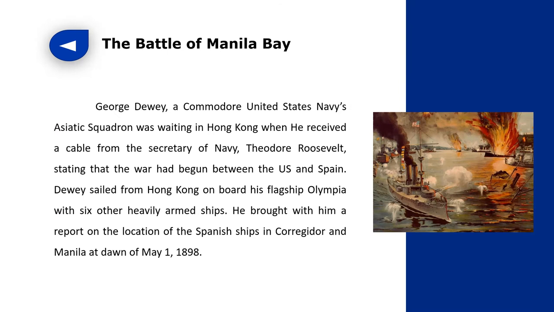The Battle of Manila Bay. George Dewey, a Commodore of the United States Navy's Asiatic Squadron, was waiting in Hong Kong when he received a cable from the Secretary of Navy, Theodore Roosevelt, stating that the war had begun between the U.S. and Spain. Dewey sailed from Hong Kong on board his flagship Olympia with six other heavily armed ships. He brought with him a report on the location of the Spanish ships in Corregidor and Manila at dawn of May 1, 1898.